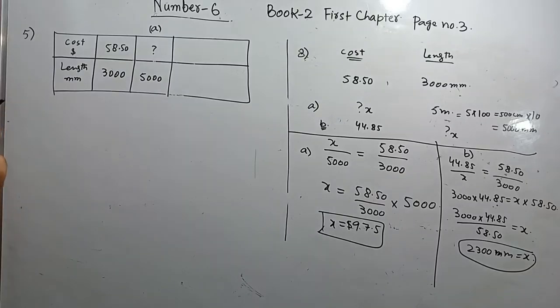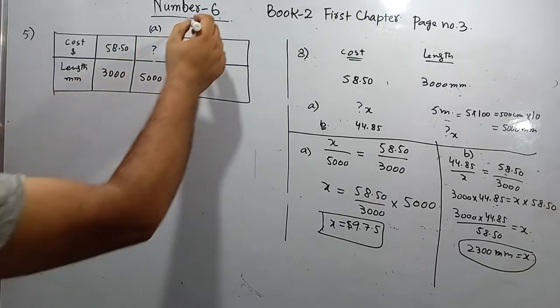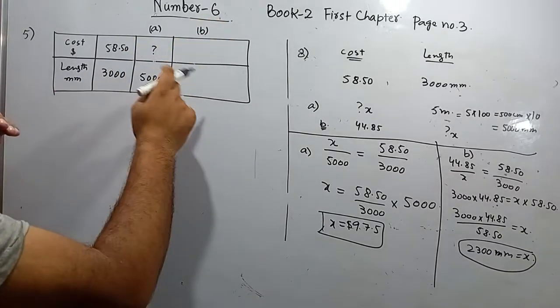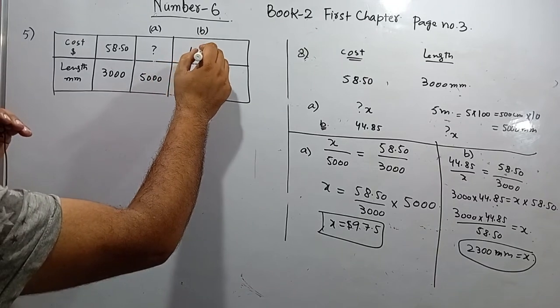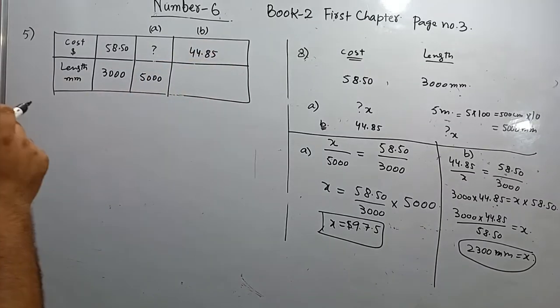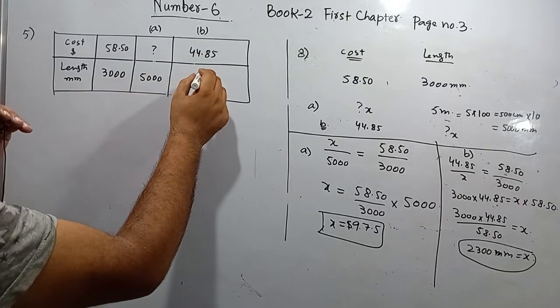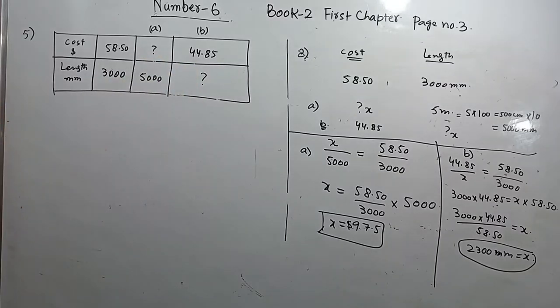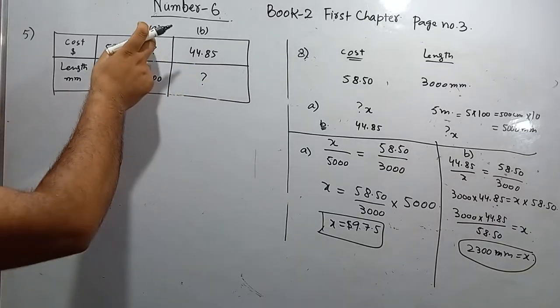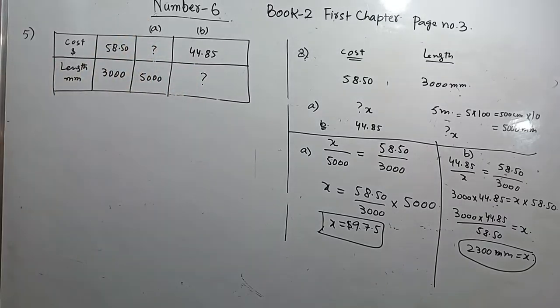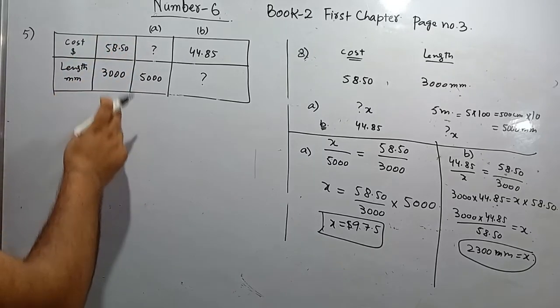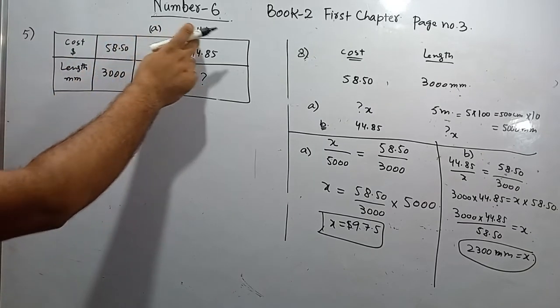Now again you can see the second part. Here the cost is given in dollars, that's 44.85, and we need to find the length of the wood in mm. So the table will be like this, since we know this is in direct proportion. So how to find this A, how to find this B?